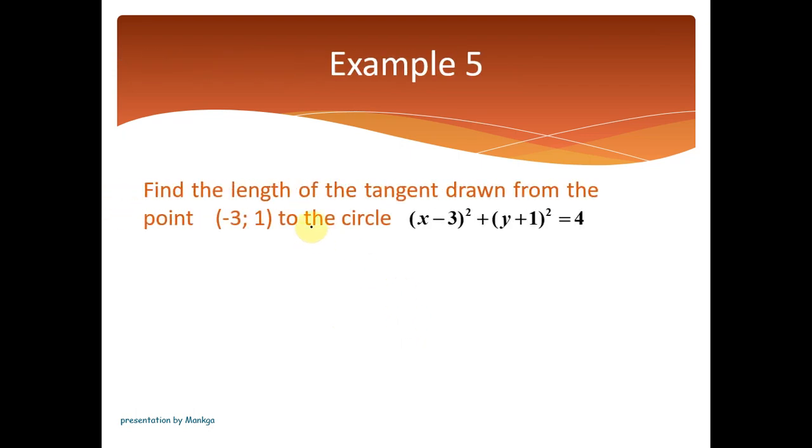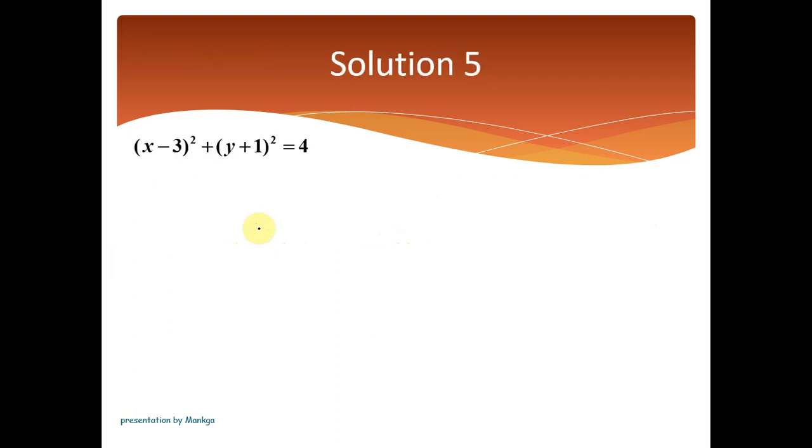Then find the length of the tangent drawn from the point (-3, 1) to the circle. This is the equation of the circle. We are looking for the length of the tangent drawn from the point (-3, 1). So here we have the solution. The equation of the circle is given there.